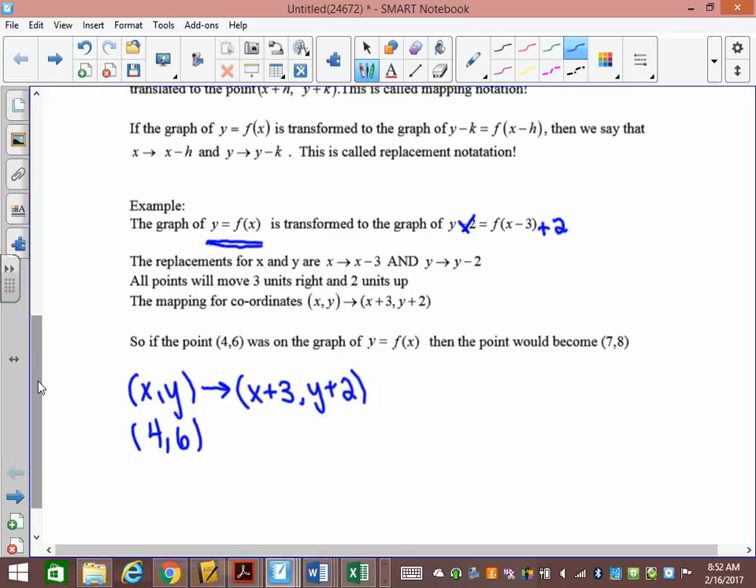So if I'm going to move this point 4, 6, I'm going to input the 4 for the x and the 6 for the y. So I'm going to go 4 plus 3, and then 6 plus 2. So my new point is actually at 7, 8, proving that correct.